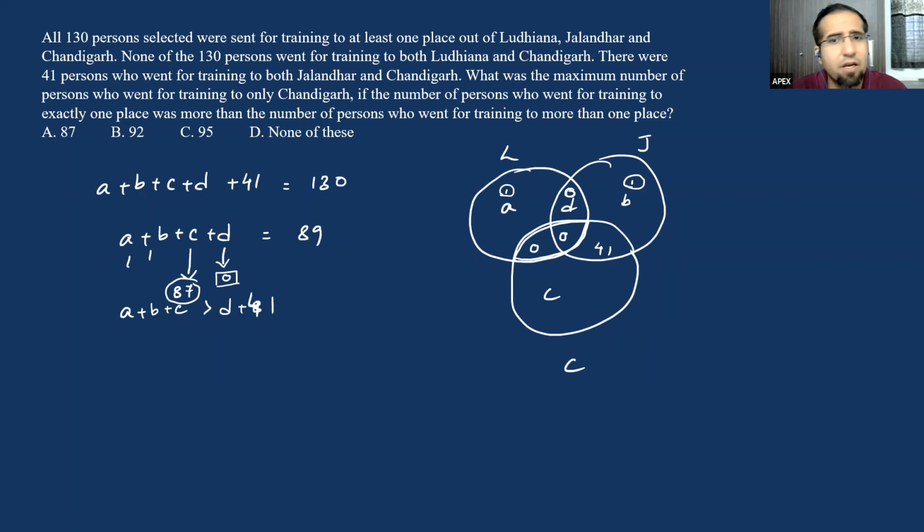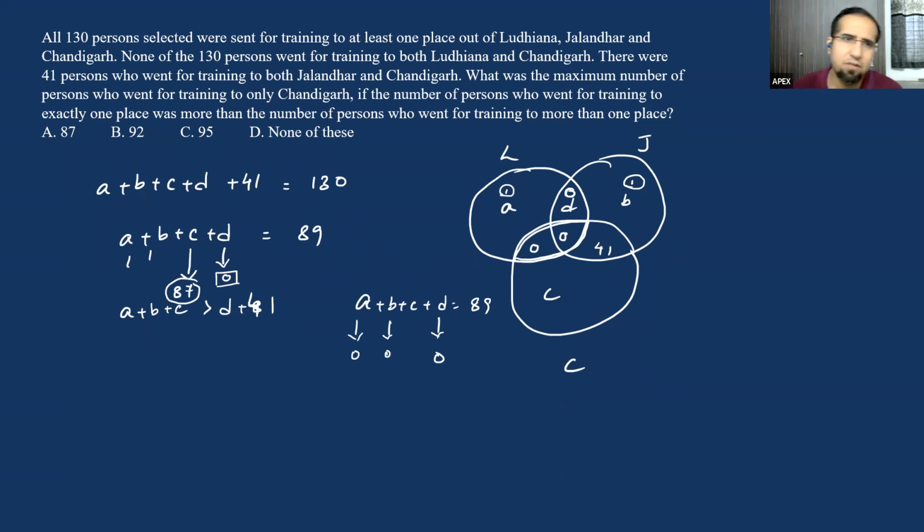The reason I'm disagreeing is that the question did not tell us that A, B, or C should be greater than or equal to 0. The question says that 130 people are going there. According to me, A plus B plus C plus D is equal to 89. I can always have A equal to 0, I can always have B equal to 0, and I can also have D equal to 0, because nothing has been mentioned in the question, guys. So according to me, the answer should be none of these, but the solution has given you 87.